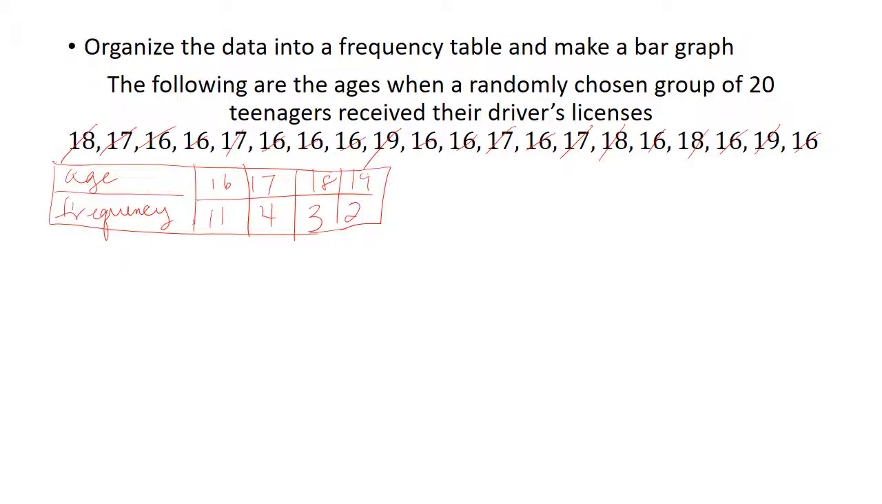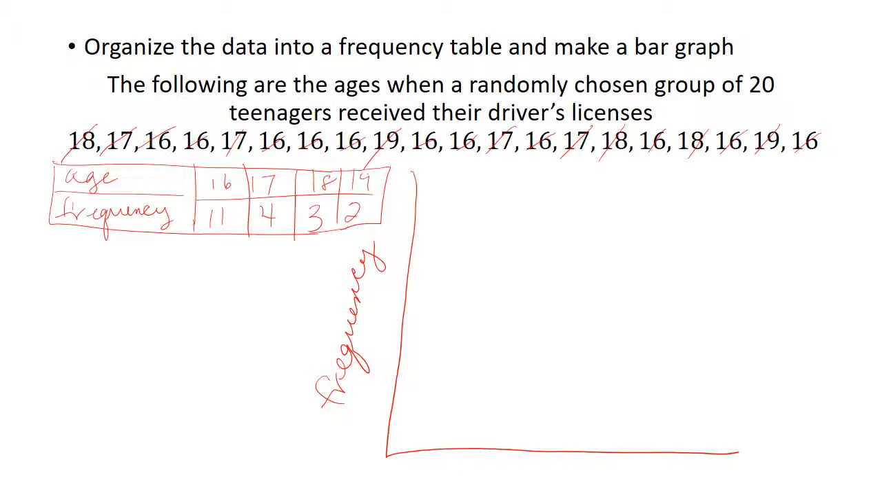It's generally easier to make your bar graph if you have a frequency table to begin with. So in our graph we need to have two axes. We need to label our axes. So over here we're going to call this frequency. We can take this straight from our table here. So that number is going to go right there. And then over here we'll just call this age.